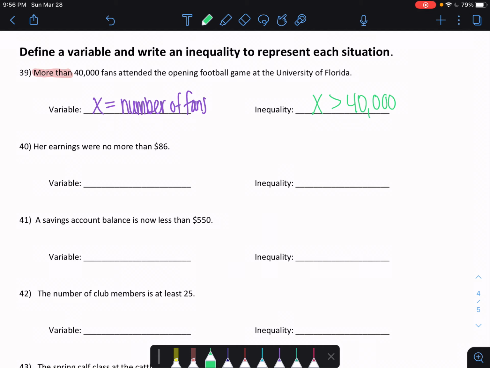Number 40 says her earrings were no more than $86. So we're talking about the cost of earrings. And the cost of the earrings was no more than, so less than or equal to $86. If they were no more than, they could cost $86, but they probably cost less than that.